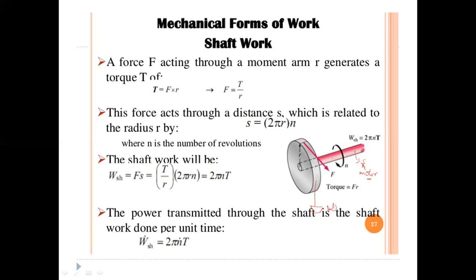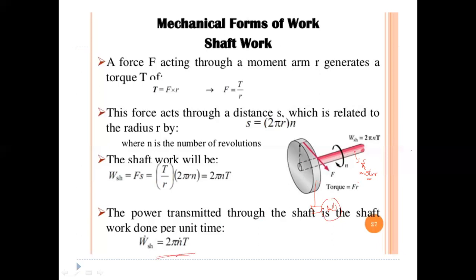Now if we take the shaft as a system, and the shaft is connected to the motor, the motor will run the shaft. When the shaft is connected to the pulley and the pulley is attached with the weight W, when the shaft rotates, the weight will rise. That means some amount of work is done. So that work we will calculate here.